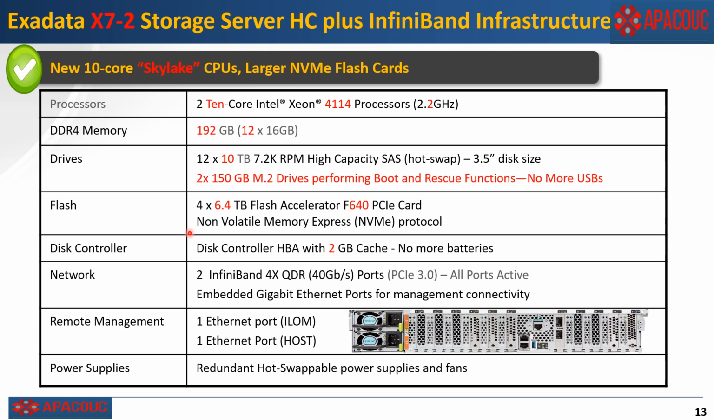The X7-2 storage server high capacity has two 10-core Intel Xeon processors, 192 GB memory. Drives are 12, each 10 TB in size, and the speed is 7.2K RPM. They are SAS drives. We also have here two 150 GB drives. They are used for boot and rescue functions.